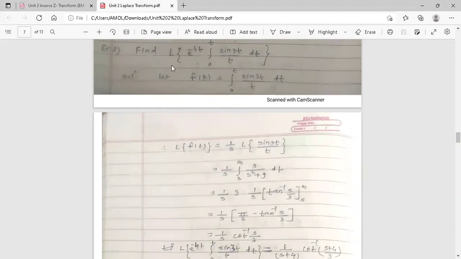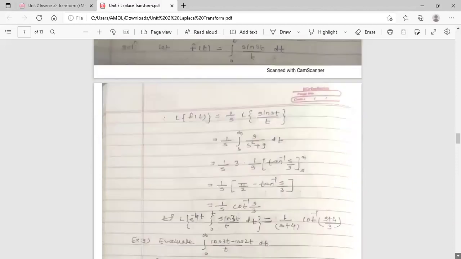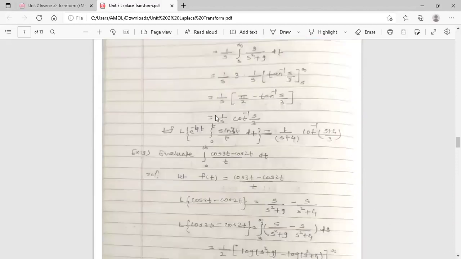Now the complete function is here, e raised to minus 4t into the integral. Now the Laplace transform of e raised to minus 4t into the integral term is equal to, now here, the shifting property. Now there is an exponential function, and with the exponential function the remaining term is here f of t. Now use the shifting property. The coefficient of the exponential function is minus 4.